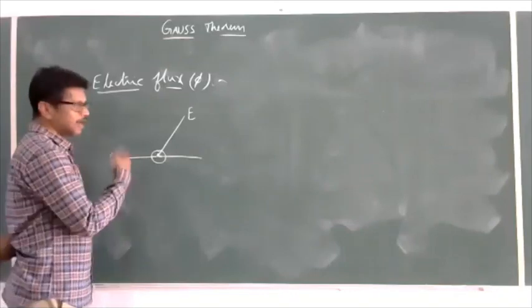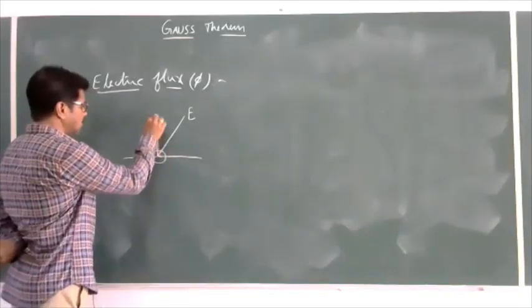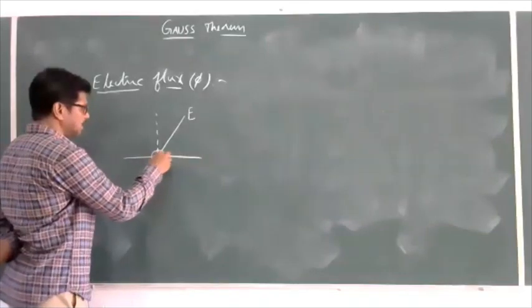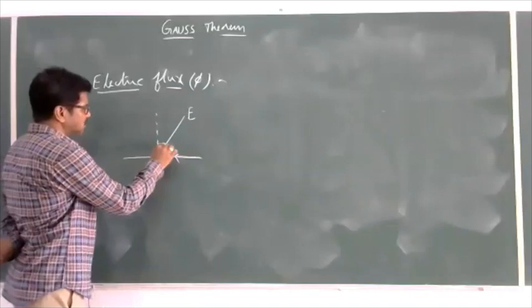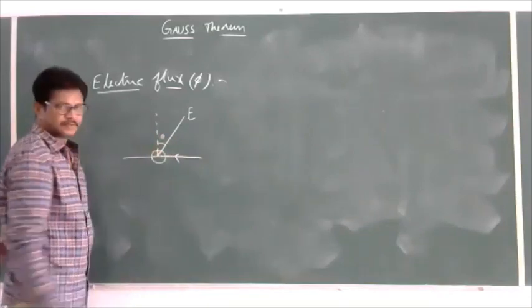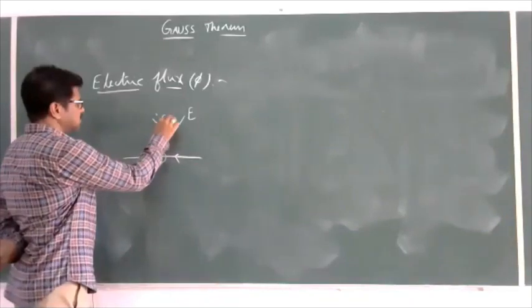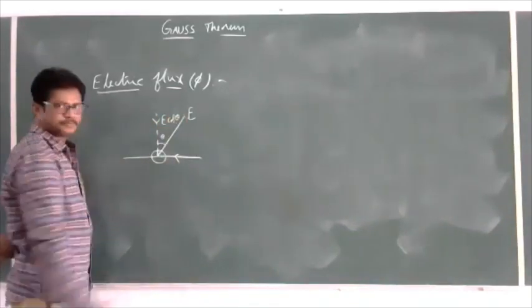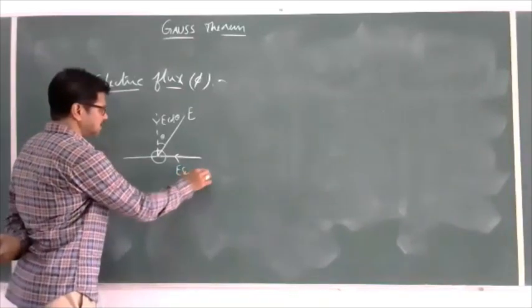Then I need to resolve it into two components: one is the vertical component and one is the horizontal component. If the electric field makes an angle theta with the vertical, then the electric intensity in this case is equal to E cos theta. In this case it is equal to E sin theta.